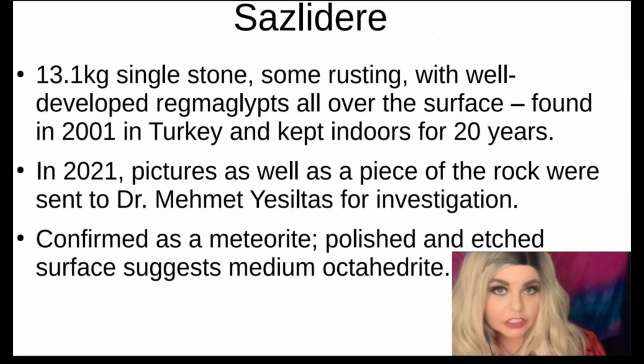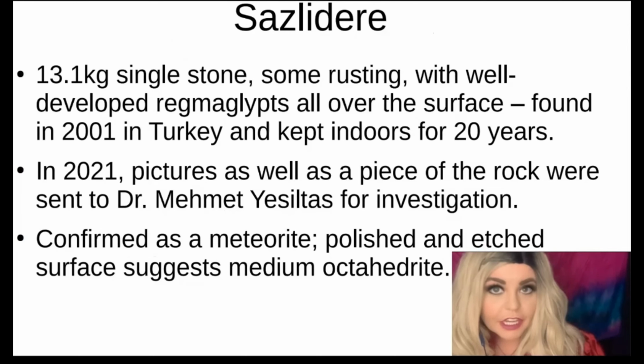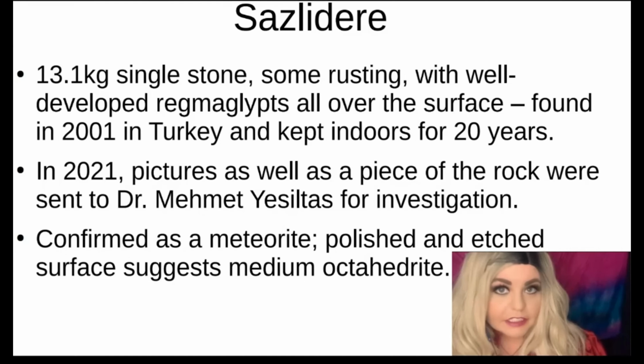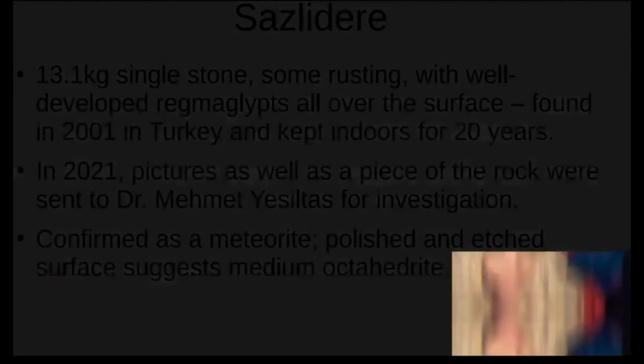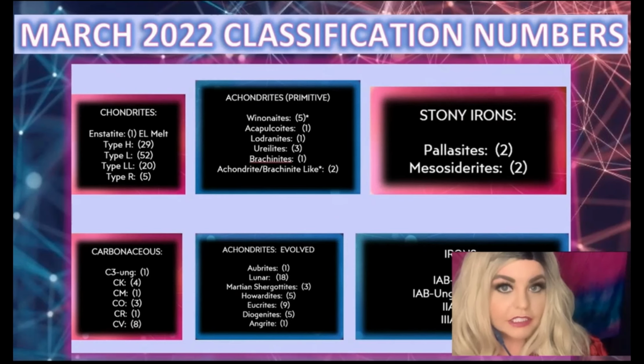Sazlader. That was actually classified for the country of Turkey, and I don't see them on the list very often. This was actually only their 26th meteorite classification, and interestingly enough, it was their 7th iron. It was a 13-kilogram single stone find, and believe it or not, it was found over 20 years ago. It has been etched and polished, and it is absolutely covered in regmaglypts on the outside layer. There are at least 30 different classification types here. That's actually a lot. I don't know what the average is.